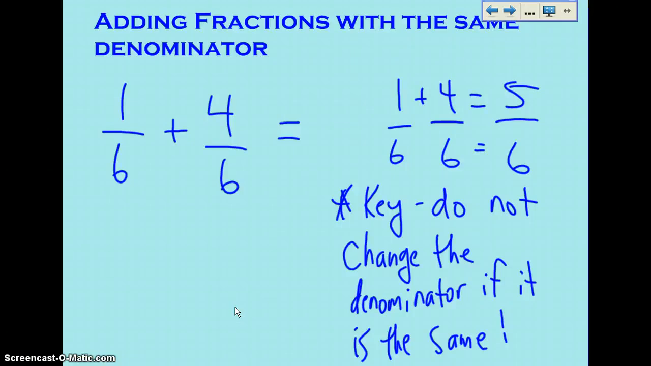All right, this is the second lesson on fractions, and it's adding fractions. We're going to start with adding fractions that have the same denominator. So I've just written up something here.